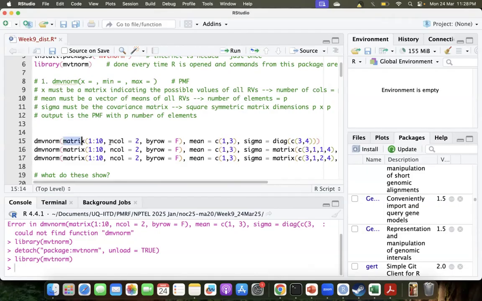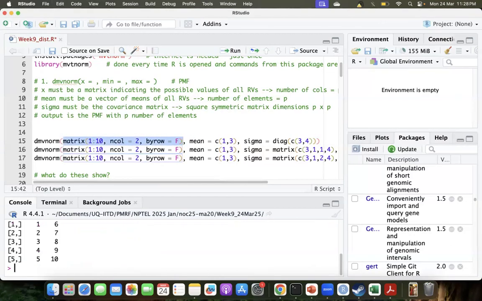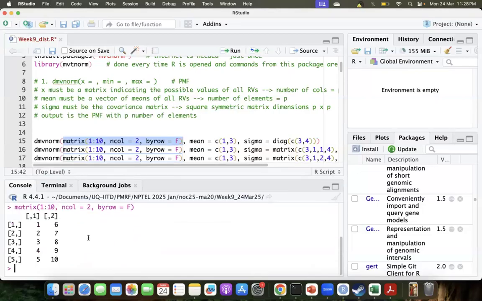For example, remember we had seen the matrix function. I'll run this one separately here. So this is what it looks like. I have 10 numbers. I've said distribute it into columns, and fill by row is false. So it fills by column. That first column becomes your first variable and the second becomes your second variable. So now I have two variables.